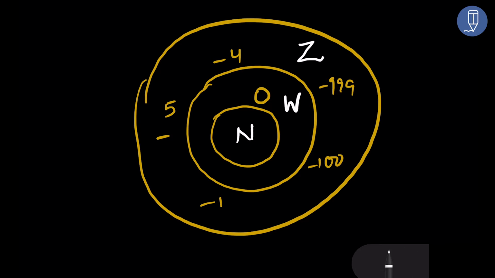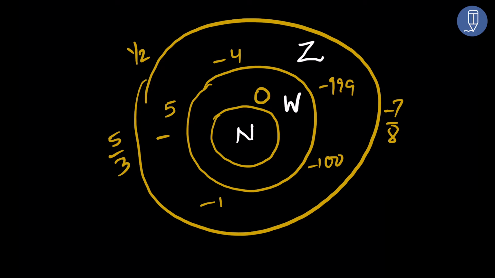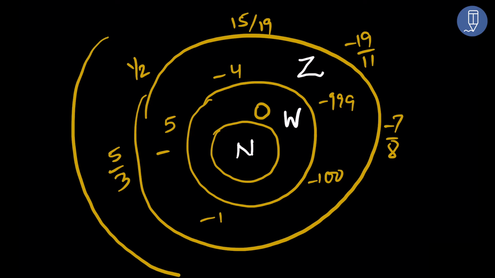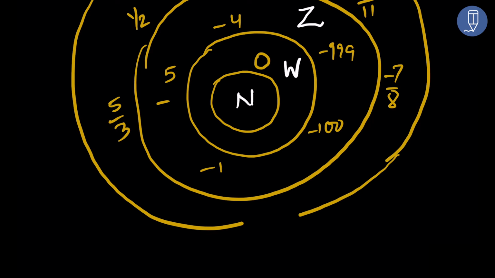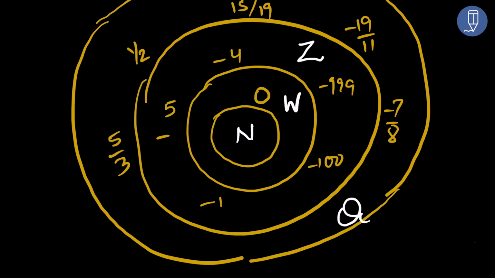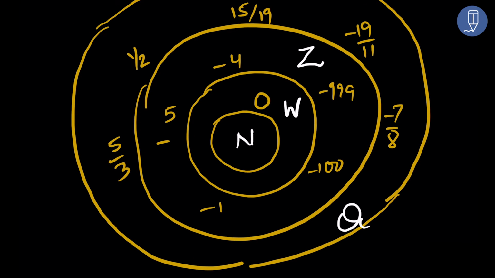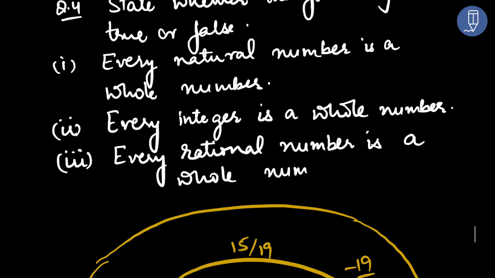All the integers are inside this big circle. Now we have another type of numbers which comes into the picture. Those are in the form of p by q, fractions. 1/2, 5/3, -7/8, -19/11, 15 by 19, whatsoever. So all these numbers together give us another big circle, a collection of numbers. This big collection of numbers is called rational numbers. Okay. So now we will use this figure to answer all these questions.